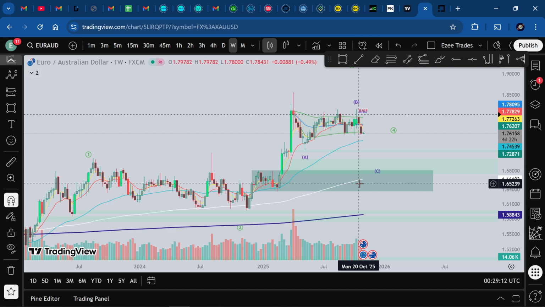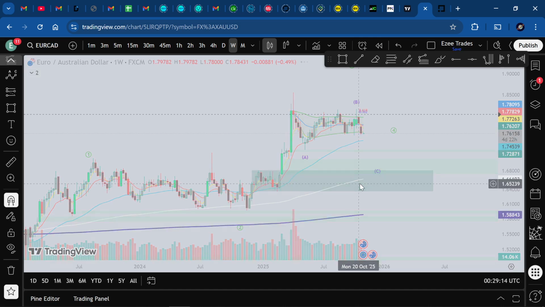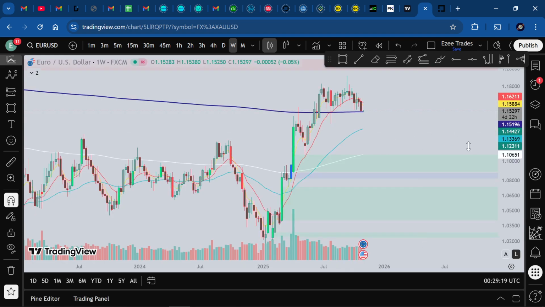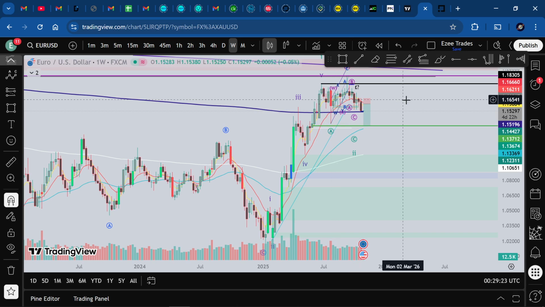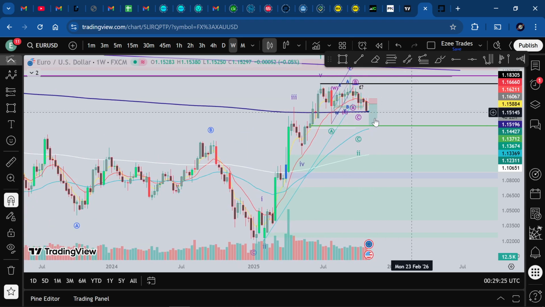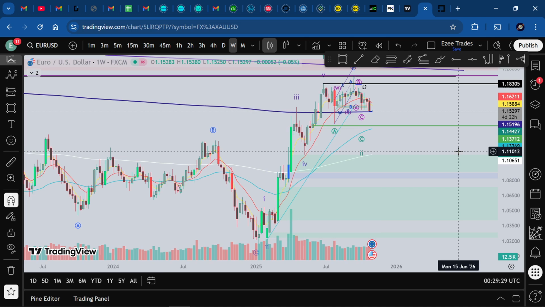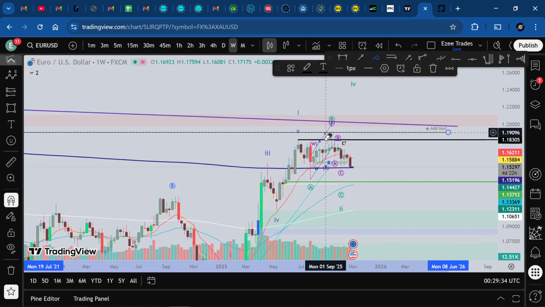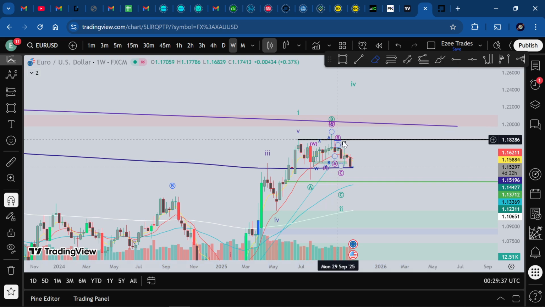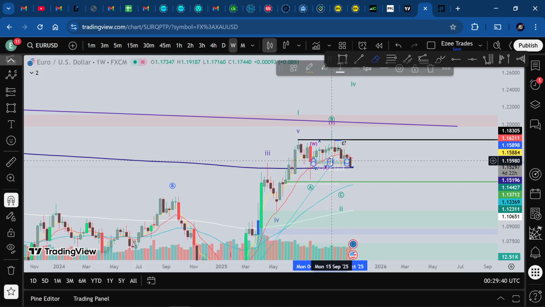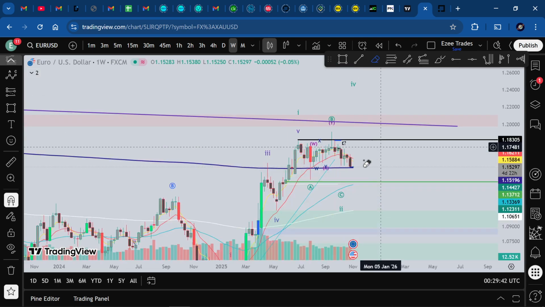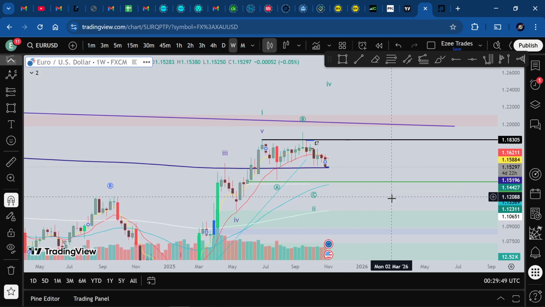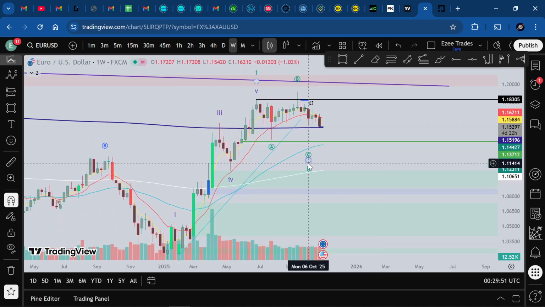Euro USD. Clearly, you see the distribution here. I've got to clean up my charts. Similar thing, except that this needs adjusting.